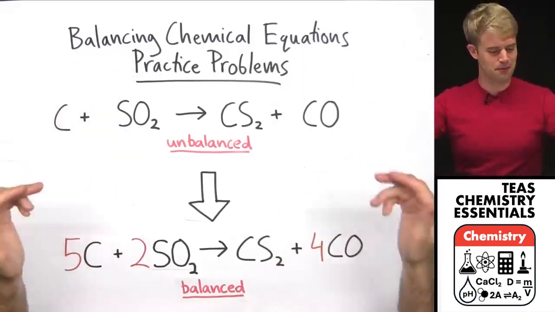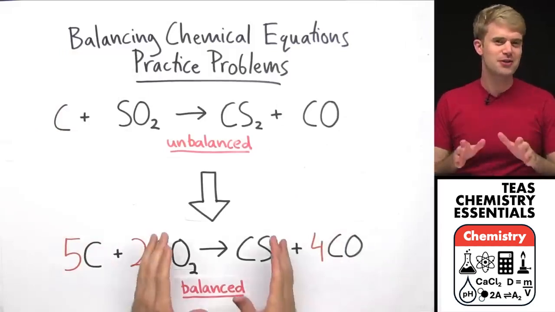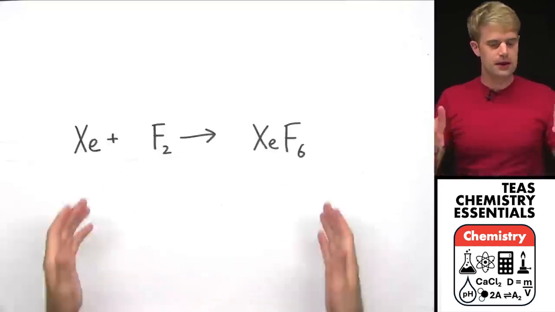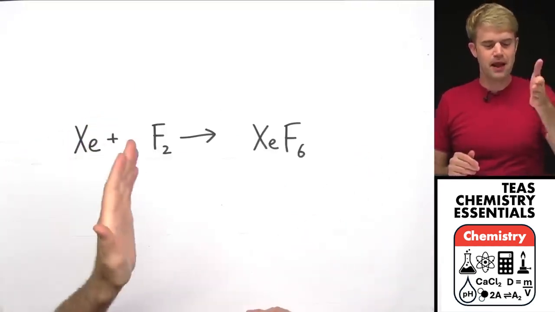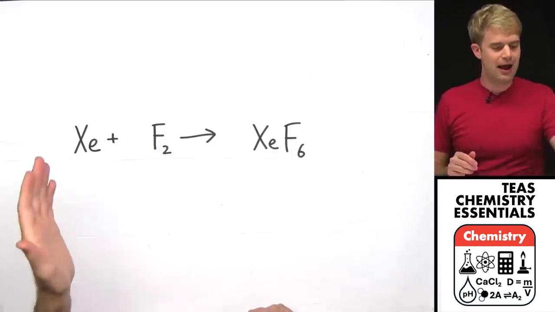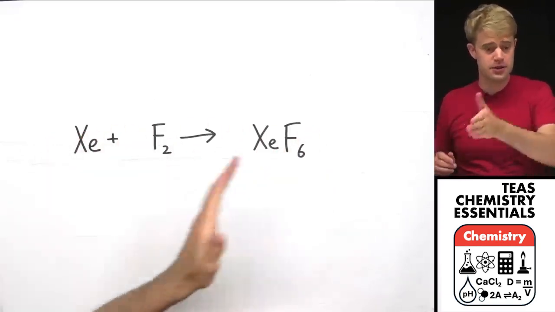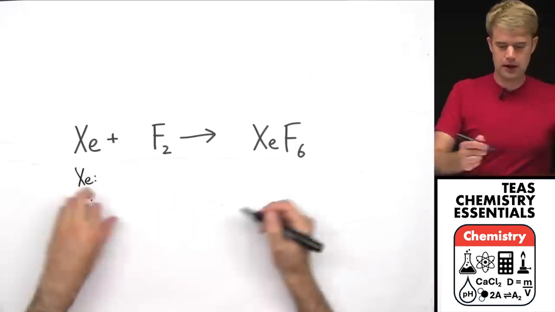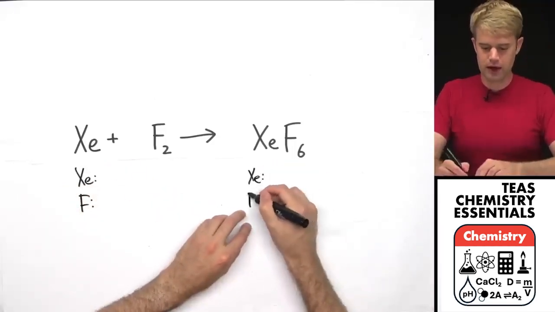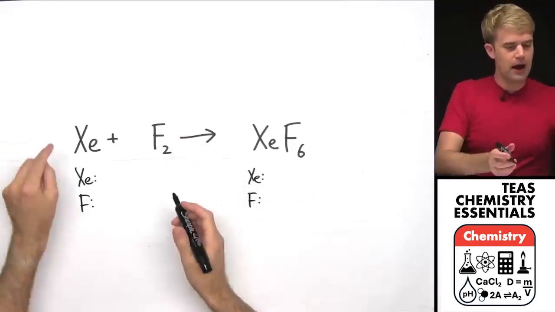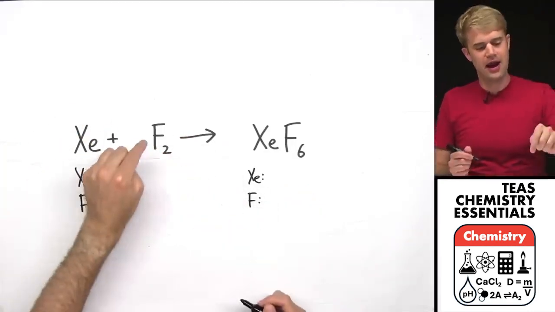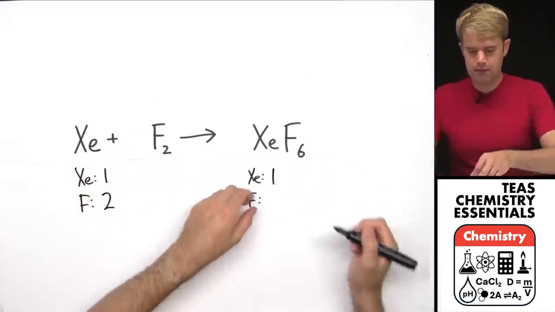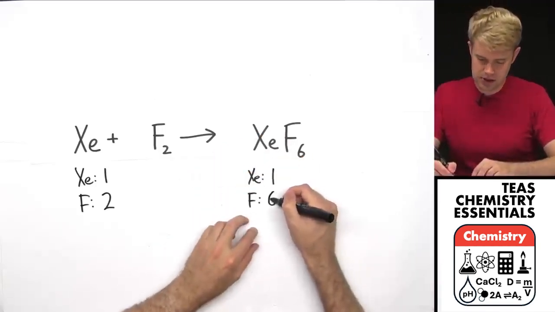Let's do some practice problems for balancing chemical equations. We'll start off with some examples that are pretty basic and straightforward, and then the problems will get more challenging as we move on. Here's our first equation. We got xenon and fluorine. We want to keep track of how many atoms of these elements we have on both sides of the equation, so we're going to make a little chart, okay? I got xenon and fluorine on this side, and then xenon and fluorine on this side. Over here, I have one xenon atom, and then I have F2, so I got two fluorines. Over here, also one xenon, and then F6, so I got six fluorines.